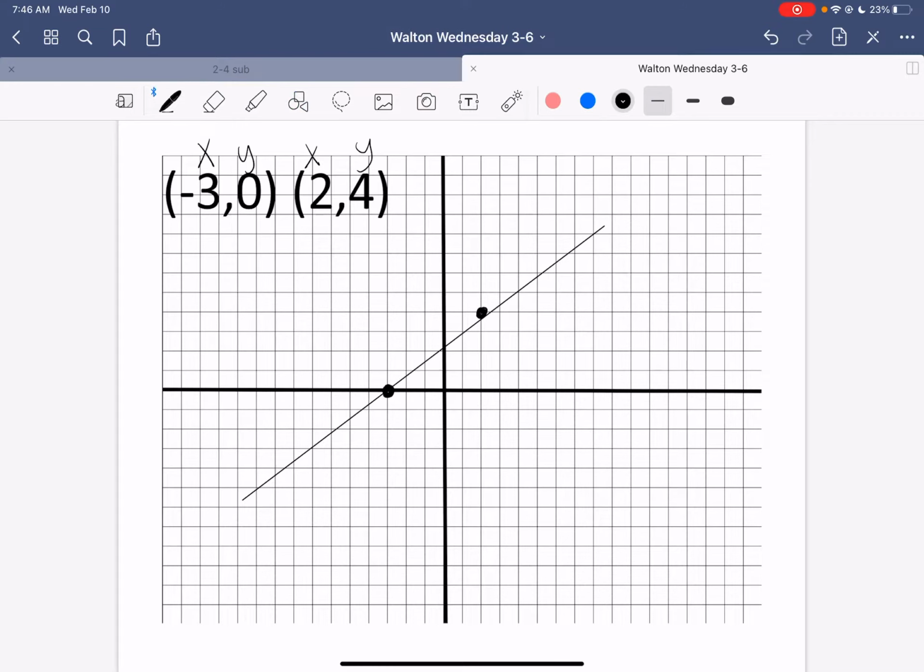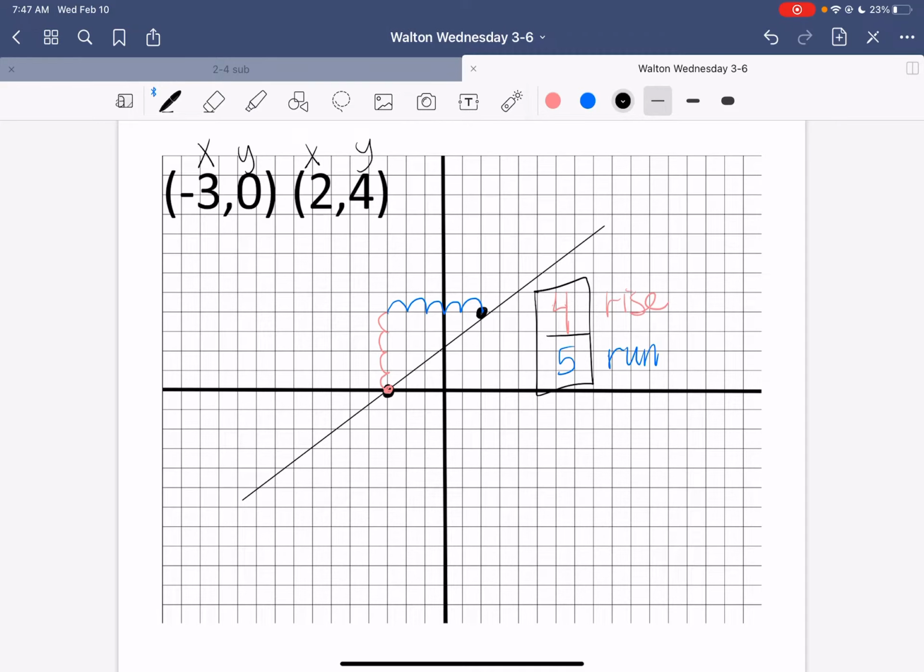And so now I can find my rise. I'm going to start here. I'm going to rise 1, 2, 3, 4. My rise is 4, and my run is 1, 2, 3, 4, 5. It is always rise over run, and this overall is a positive line, and 4 over 5 cannot be simplified to an easier fraction, so we're going to leave it at 4 over 5. Okay?